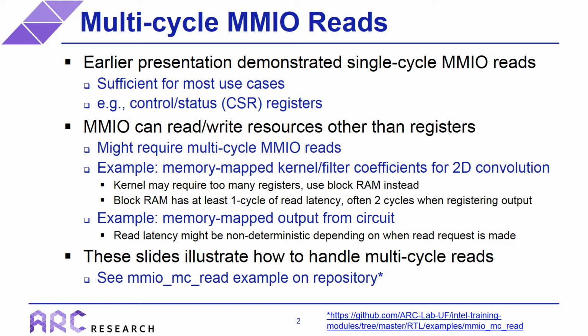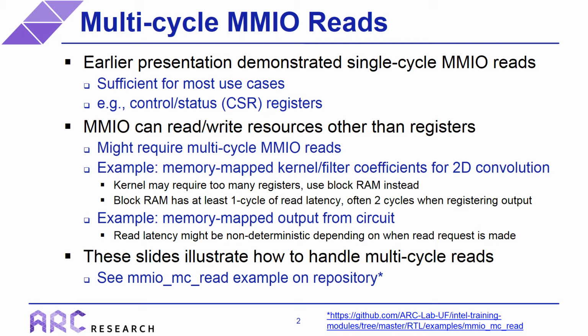So I have a few examples of this. Let's say you implemented a 2D convolution circuit. One of the inputs to convolution is the kernel or the set of filter coefficients. And that's usually only something that you have to load once, and then you process a bunch of images with that same filter. And so you don't really need the bandwidth from the other communication methods. So memory mapped I/O works fine there. But the issue is, if your kernel is large, you may not want to use a register or registers to implement the entire kernel, so you might want to use block RAM.